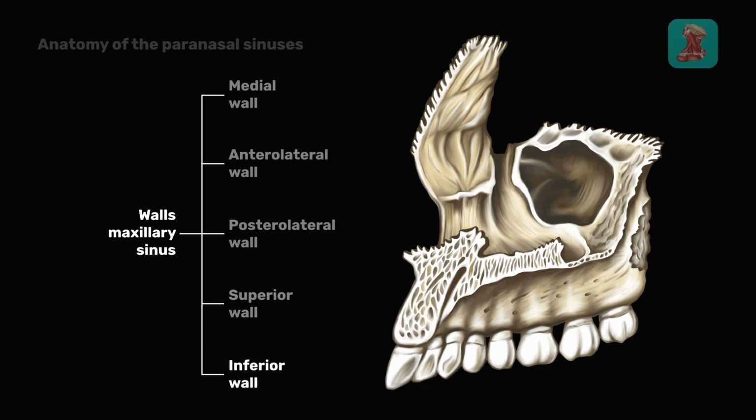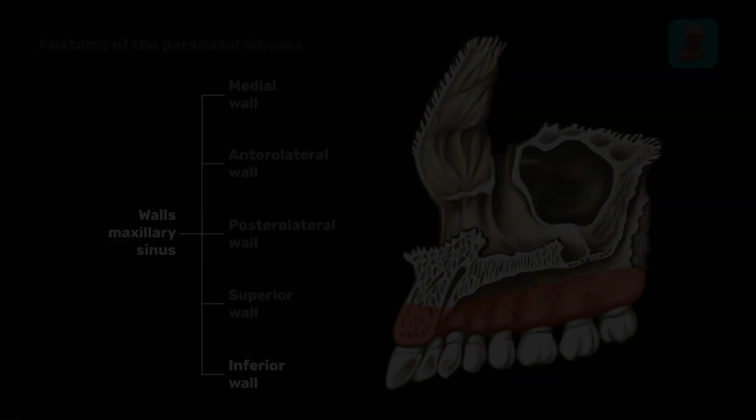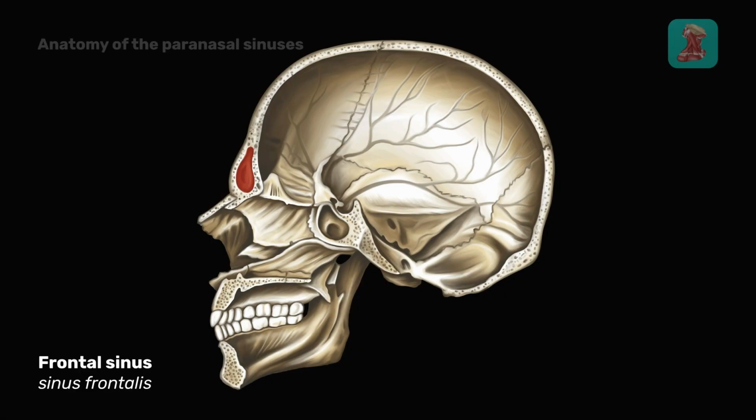The inferior wall, which is the alveolar process of the maxilla. Sometimes the roots of the teeth may protrude into the lumen of the sinus. This increases the risk of inflammation in the sinus. The frontal sinus is a paired pyramid-shaped sinus, which is located in the squamous part of the frontal bone.